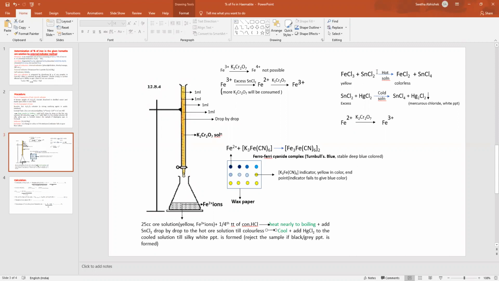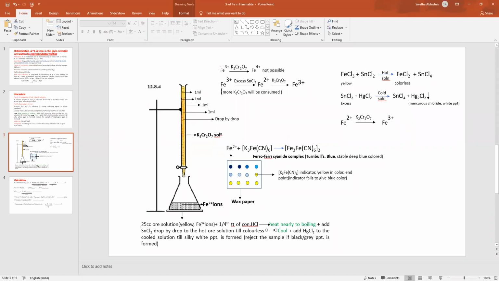Since the ferric chloride is reduced to ferrous chloride, the color changes from yellow to colorless. So colorless indicates what? All ferric ions are reduced to ferrous ions by adding a strong reducing agent, stannous chloride, in hot condition. So what is the role of stannous chloride? It is a reducing agent which is added to reduce ferric ions into ferrous ions. Then how can we ensure that all ferric ions are reduced to ferrous? By the colorless solution. Then why is it required to reduce ferric ions into ferrous ions?